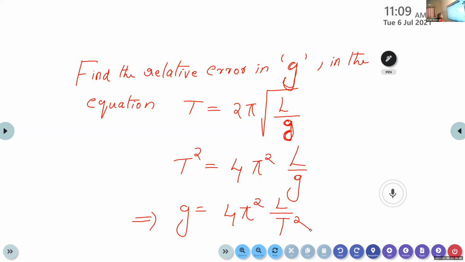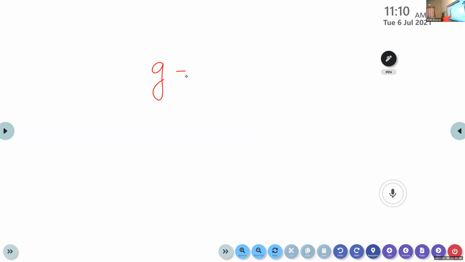So in order to get an expression for g, we squared this equation. We get T square is equal to 4 pi square into L by g. By rearranging the equation, we get g is equal to 4 pi square into L by T square. Once again, I will write it here. Now, we want to find out the relative error in g. How can we write the relative error in g? Adulya, what is the equation, or how can we represent the relative error in g?